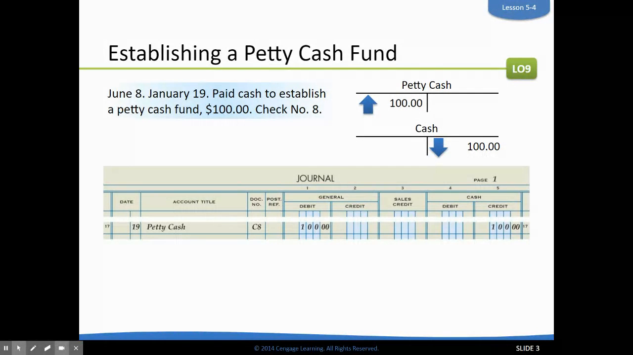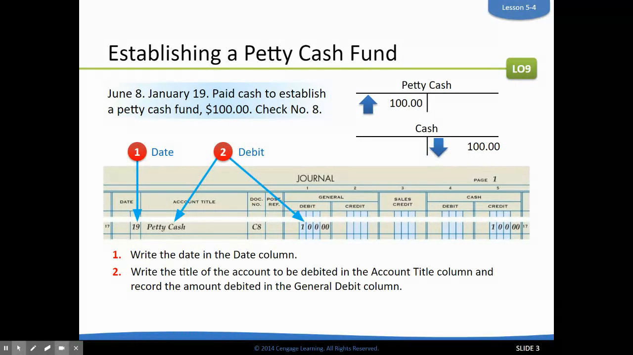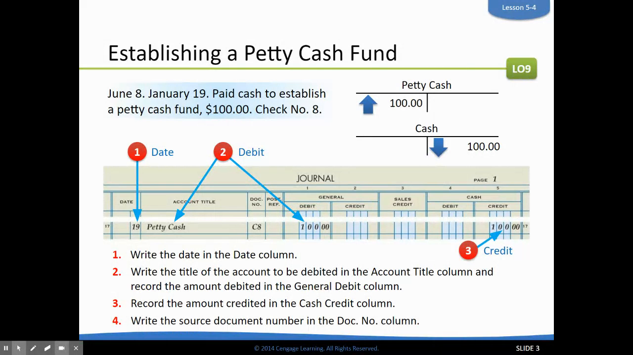On our journal, the way it goes is, of course, we write the date first. Then we write the title of the account and the debit, which is petty cash for 100. Then we credit the cash column for 100. And then we do a source document for C8, which is check number 8, of course. And that establishes our petty cash fund.